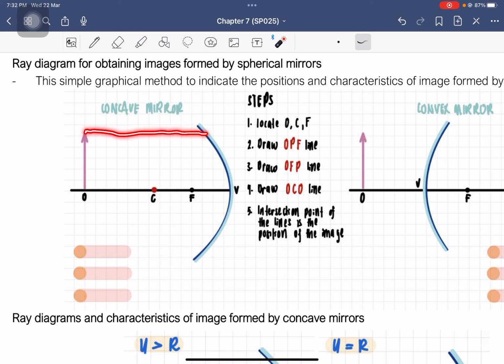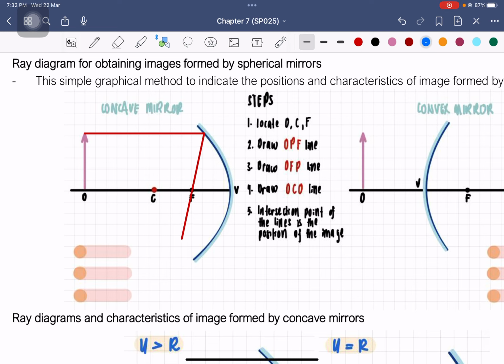Okay, so let's start by drawing the ray starting from the top of the object here, which goes parallel to the principal axis towards the mirror, and it is reflected back, going through the focal point. If I were to draw that, it's going to look like this. It's just a sketch, you don't really have to measure correctly.